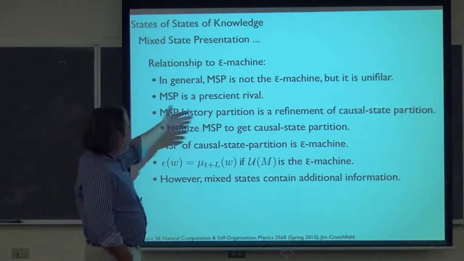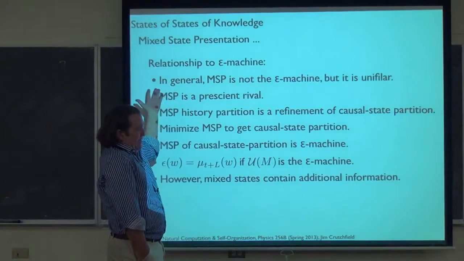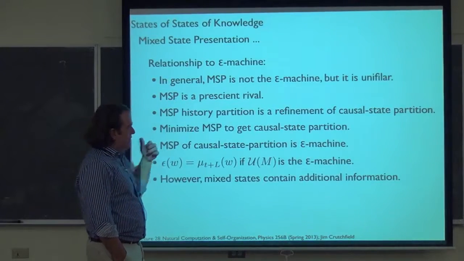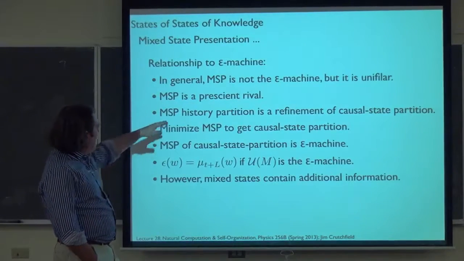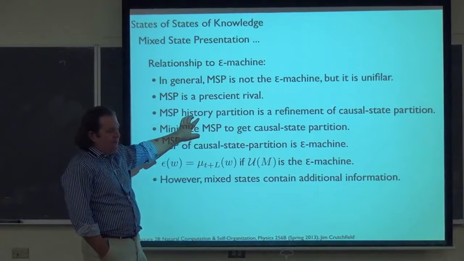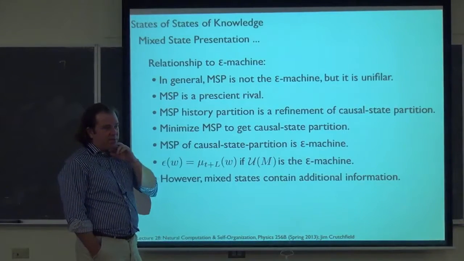But we can still think about it, because it is unifilar, and it's a presentation of the process, it's a prescient rival, right? It's equally predictive. And that means, in particular, that however it's partitioning up the histories, it's a refinement of the causal state partition. So there is kind of a relation.